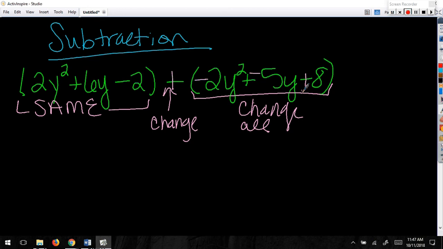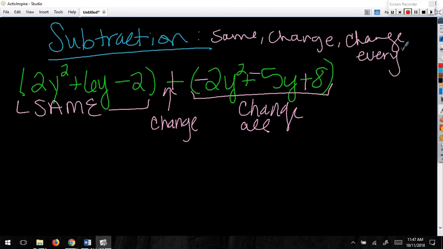Okay, so I'm going to say same, change everything, because I'm looking at that second set of parentheses. And then if you look, really what I have here is an addition problem. And whenever I'm adding polynomials, I just want to combine like terms.